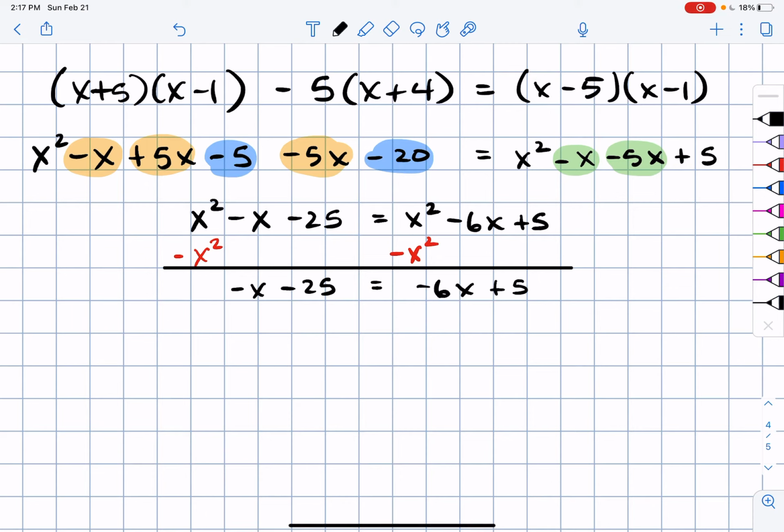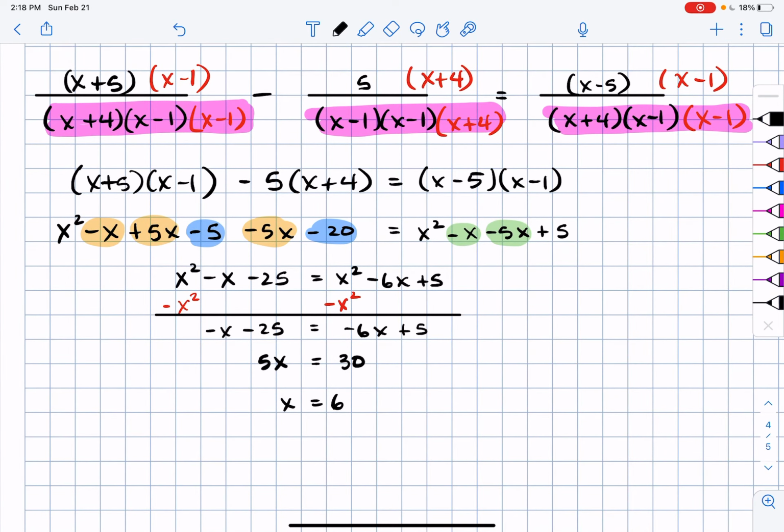Well, I know how to solve that. That's not quadratic. That's much easier, right? That means I got to get all the x's to one side. So I'm going to add the 6x over to the left, and I'm going to have a 5x. I'm going to add 25 over to the right side. I'm going to get a 30. So therefore, x is equal to 6.